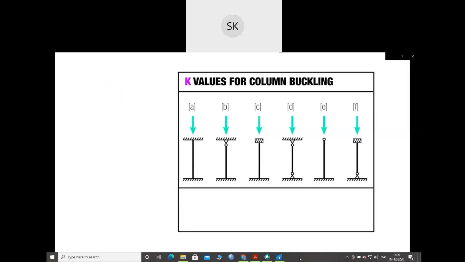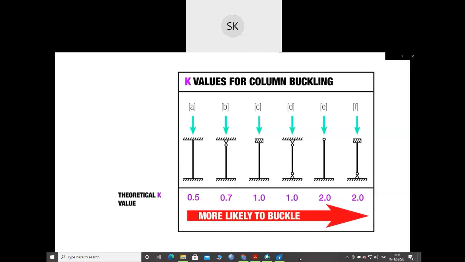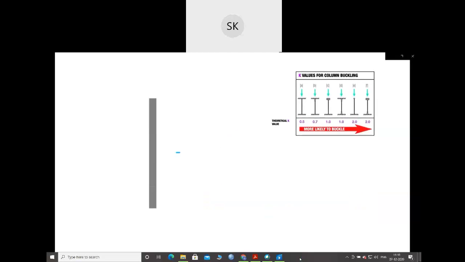Now, what we're going to need to do when we do the calculation, when we figure out likelihood of buckling, we're going to have to run through a formula, and I'm not going to get into the formula right here, but in that formula, there's a value called K. And that K value, you'd look up on this table to determine its likelihood of buckling. A higher K value means a higher likelihood of buckling, because in the formula, you're going to take the length of the column and multiply it by K.